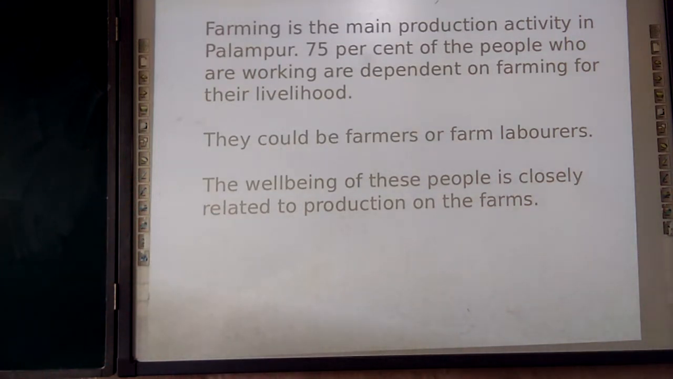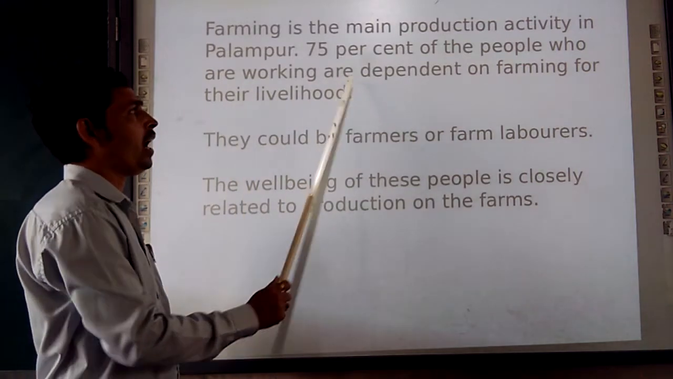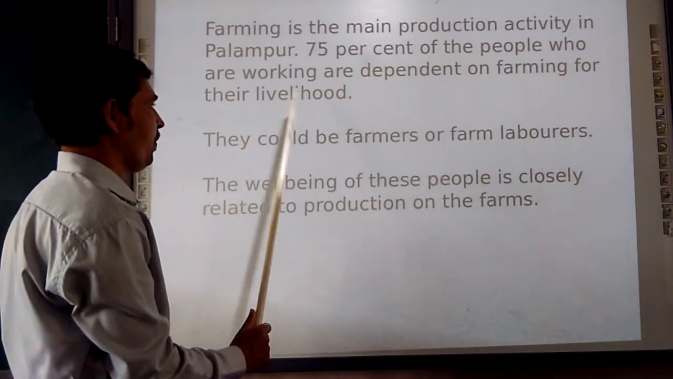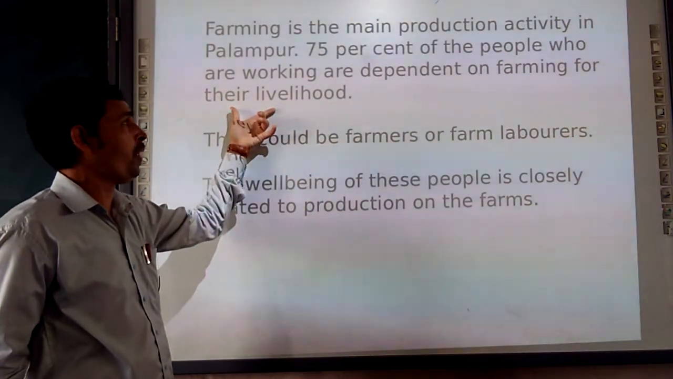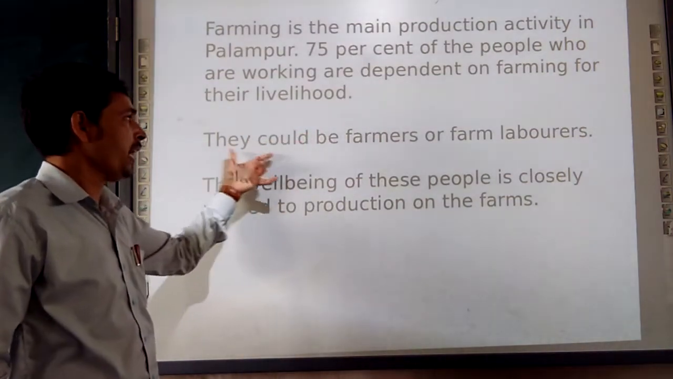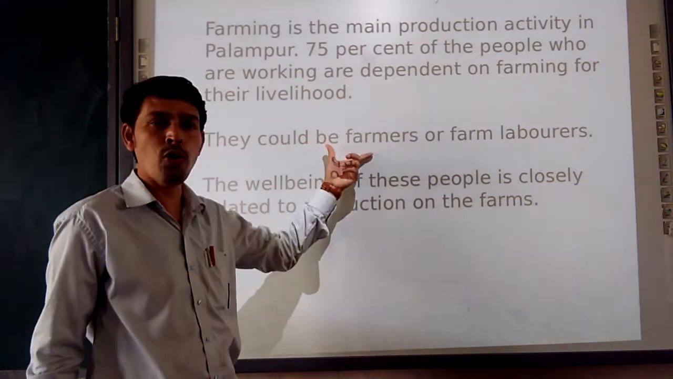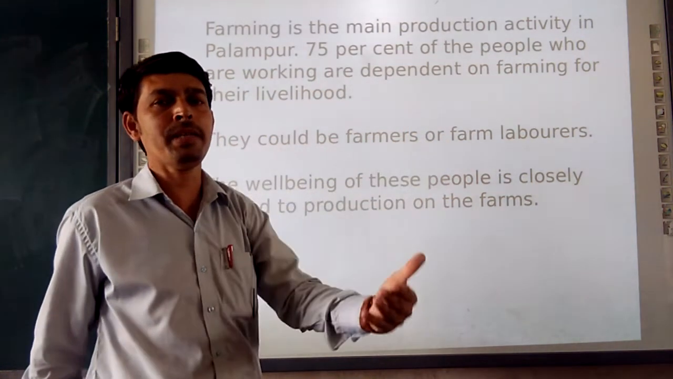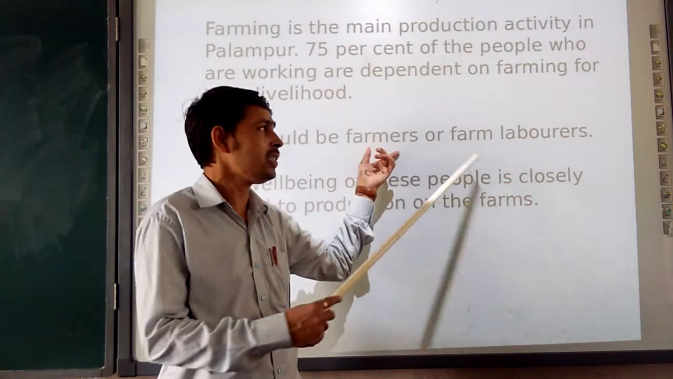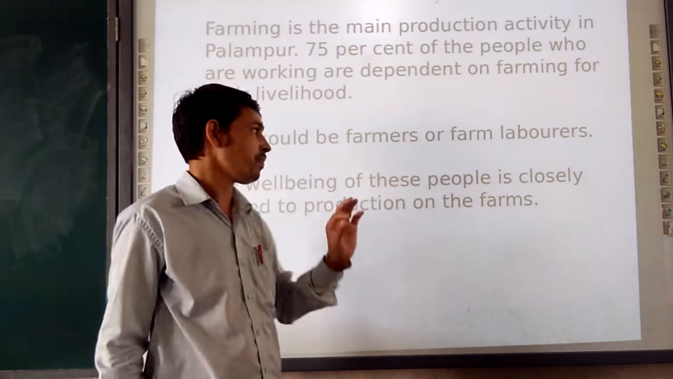Point number 1. Farming is the main production activity in the village Palampur. 75% of the people who are working depend on farming for their livelihood. They could be farmers or farm laborers. Farmers have their own agricultural plot. Second, if they don't have land, they go and do labor on others' farms, so they are called farm laborers, or landless farmers.